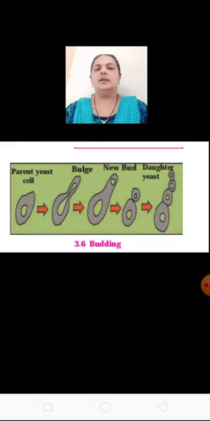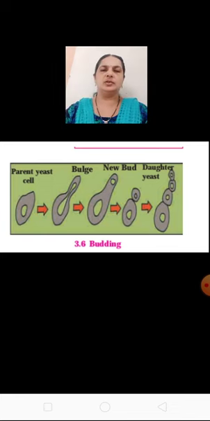So children, today we learned about asexual reproduction in unicellular organisms. We learned about three processes. One is binary fission, which we saw in amoeba, paramecium and euglena. In amoeba, it takes place in any plane. Binary fission is division of the parent cell. In paramecium, we saw it is in the transverse plane, and in euglena it is in the longitudinal plane.